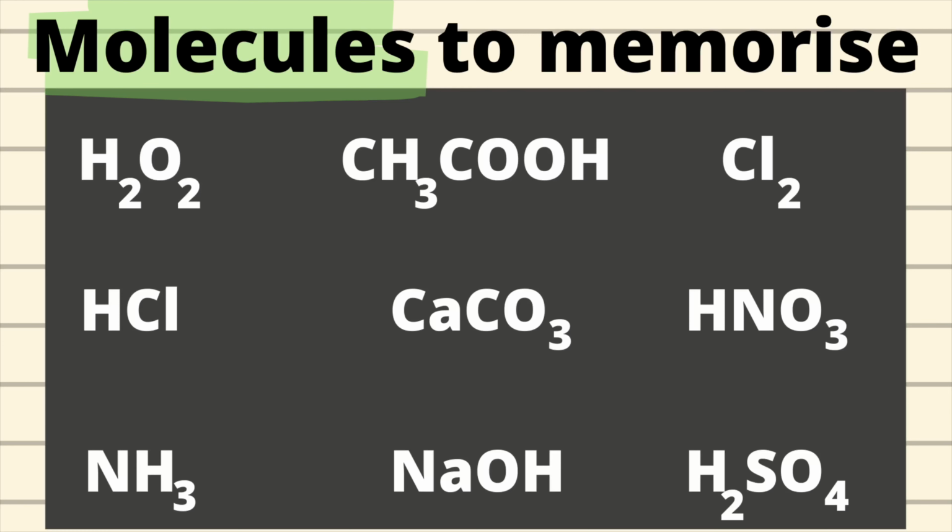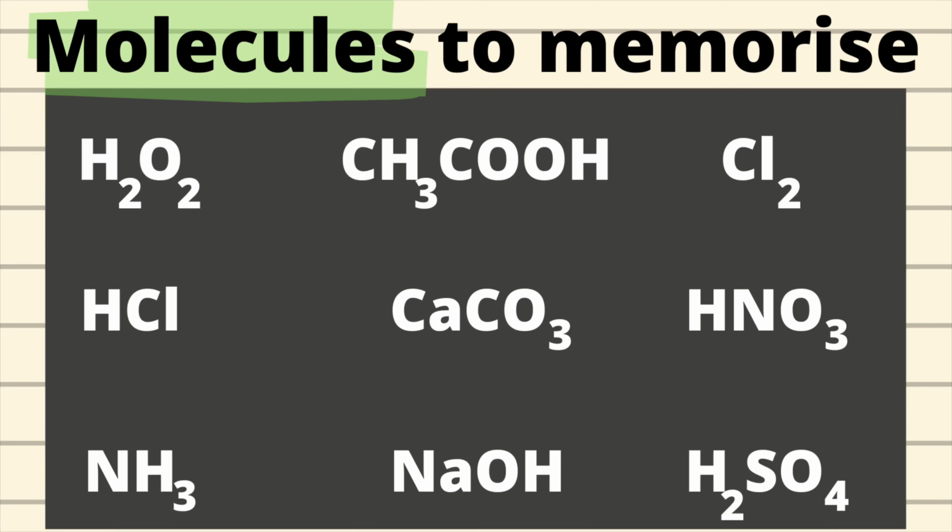Finally here we've got some molecules which are very common on the A-level in chemistry. We've got hydrogen peroxide, which is our one to the top left, that's H2O2. Hydrochloric acid just below it, which is HCl. We've got ammonia, which is similar to the ammonium cation that we saw right at the start of this video, and that's NH3, just shown there. In the middle top, we've got CH3COOH, which is actually ethanoic acid. Then we've got calcium carbonate, sodium hydroxide. To the top right, we've got chlorine, which is a halogen. Below it, there's nitric acid, HNO3, and just below that, we've got H2SO4, which is sulfuric acid.